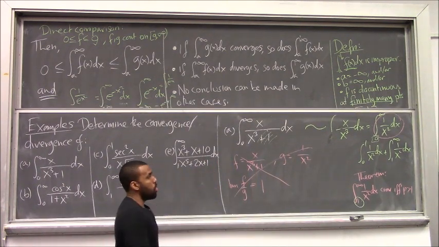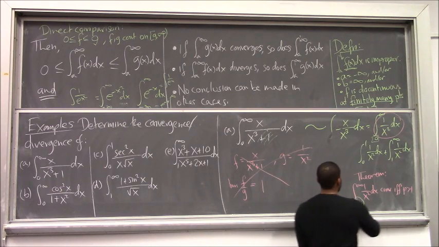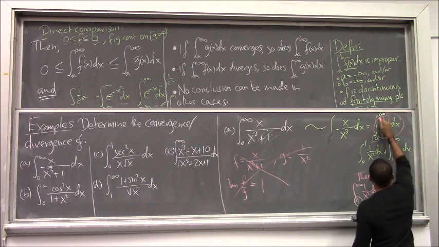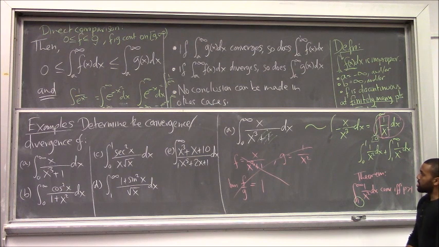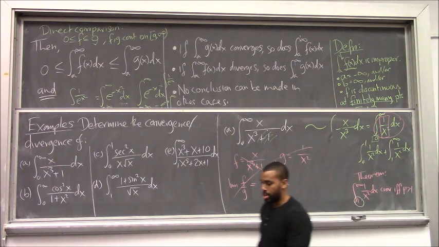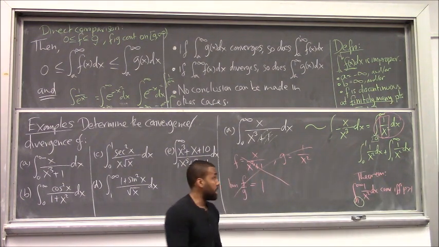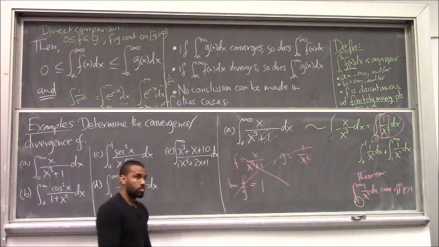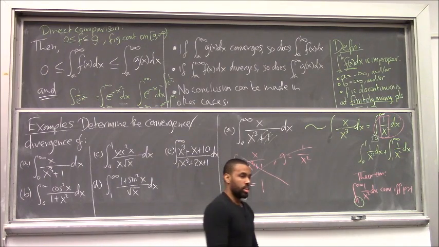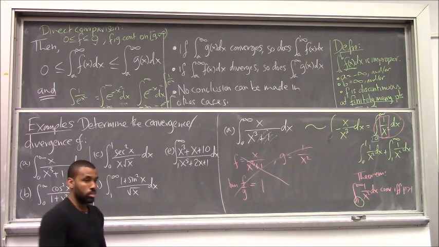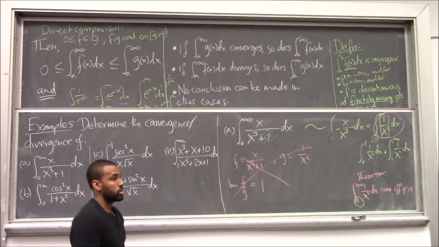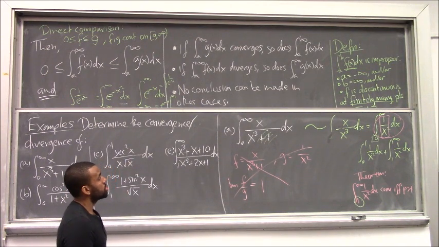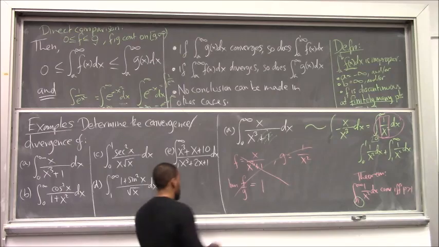So on the one hand, this guy was a pretty solid move. On the other hand, the interval you chose to compare it on needs some work. So, ideas on how to fix that? Because this guy actually converges. How would you show that it converges without doing anything illegal? Can you compare it to 1 over x squared plus 1? Okay, so you could compare it to that.